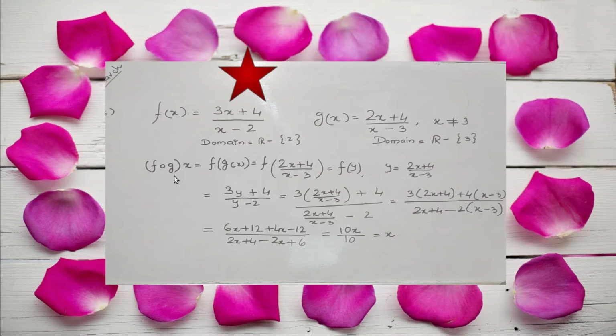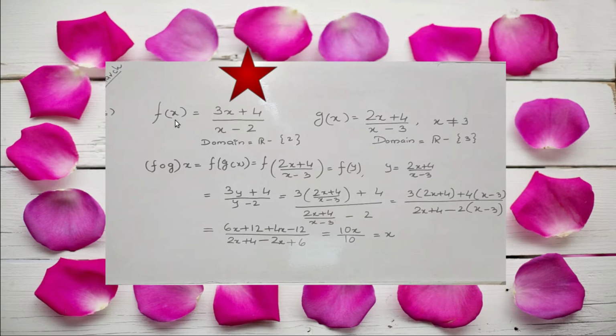Now we have to show that g composite f of x equal to x and f composite g of x equal to x. So let us find f composite g of x. f composite g of x is f of g of x, that is f of (2x plus 4 divided by x minus 3). Now take this bracket as y. So f of y, where y equal to 2x plus 4 divided by x minus 3.